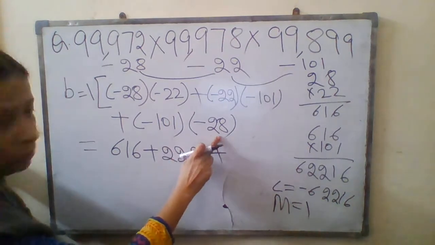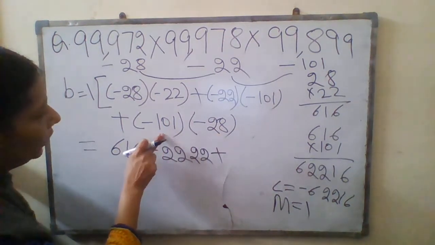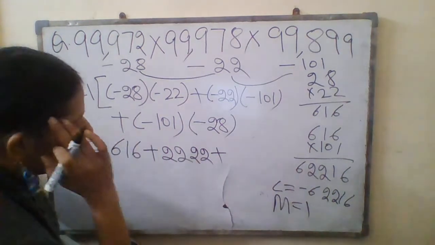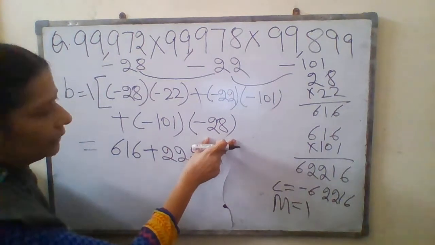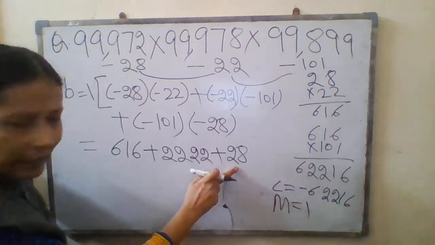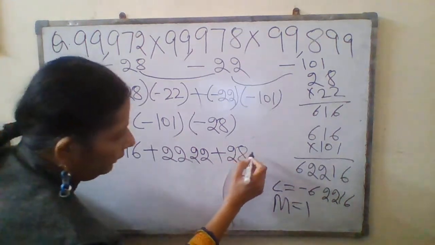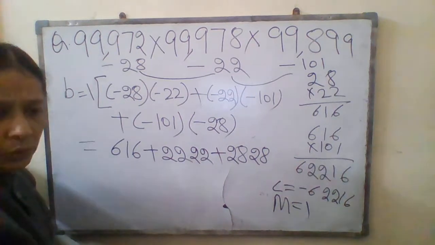Now again see, 28 is a 2-digit number multiplied by 101. So again in your mind, what will you do? Write down this number twice. What is the number? The number is 28. One time I have written 28, and now again you will write down the same. See, this is so easy.